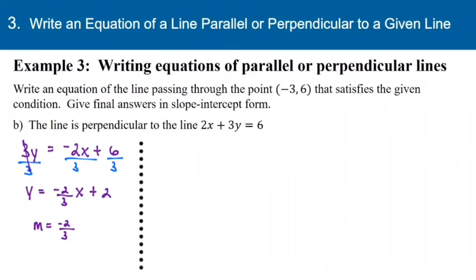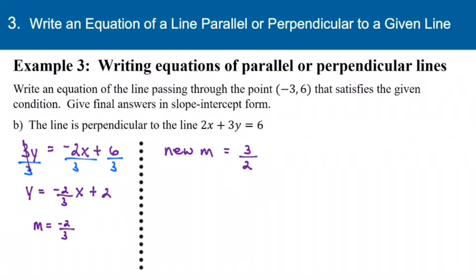But now, in order to be perpendicular to this line, we need the slope of our new line to be the opposite reciprocal to negative 2/3. So the opposite reciprocal means our new slope will be positive 3/2. Change the sign, flip the number, and our new slope is positive 3/2.